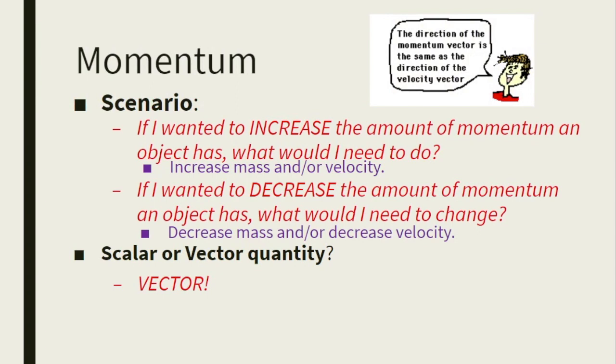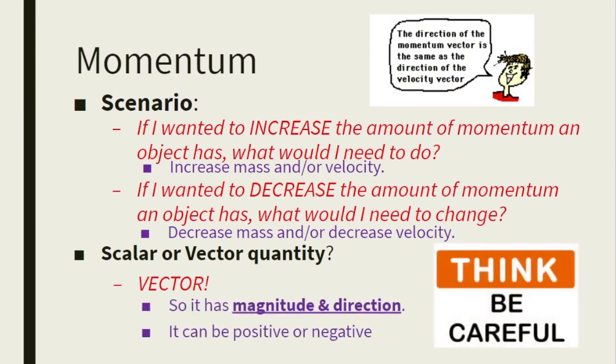And we're going to say that momentum can be a vector. The reason why it can be a vector is because momentum can be positive or negative. How do I know it can be positive or negative? Well, momentum depends on velocity, and velocity can be positive or negative. Therefore, momentum will be positive or negative. Again, meaning that it is a vector.